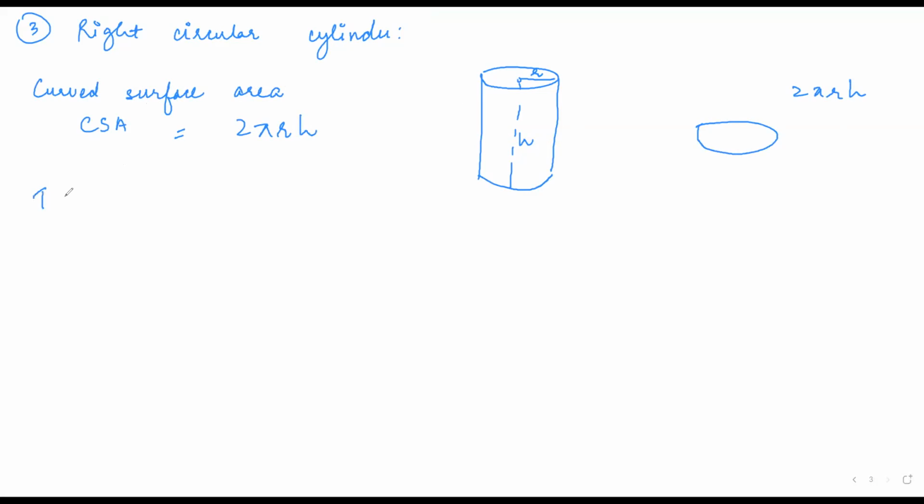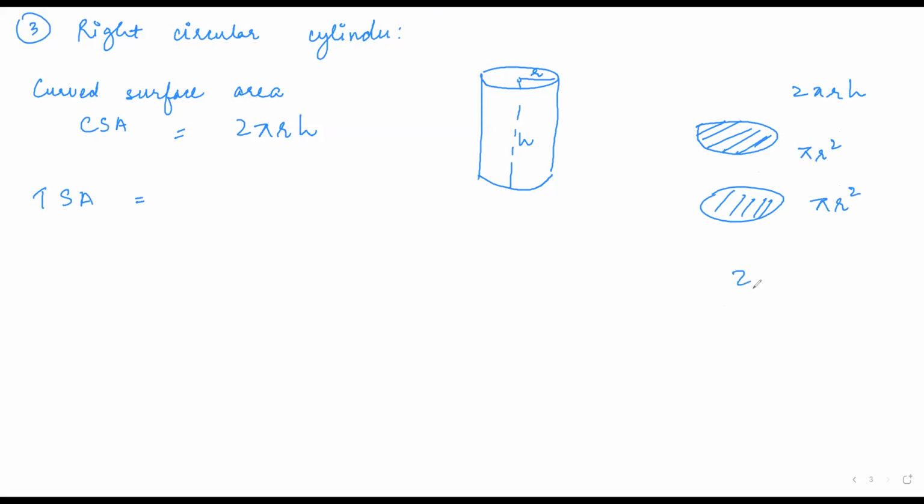Now total surface area, I call it TSA. Total surface area means now the curved surface area, right? Plus one top. Top is what? A circle. What is the area of the circle? Pi r square. Right, Sarah? Yes. And then one bottom also you have, which is again a circle of same radius. So its area is also pi r square.